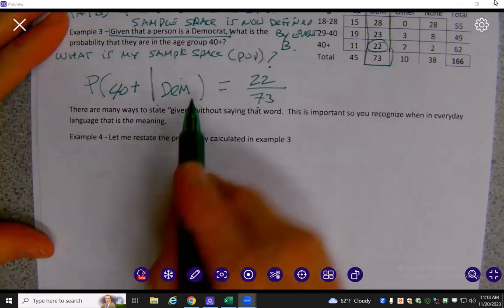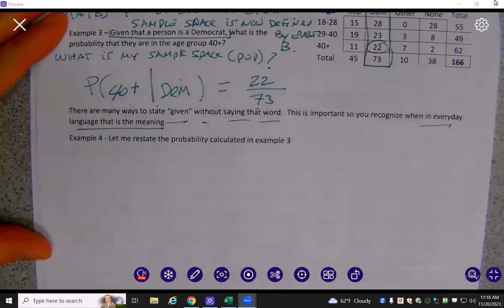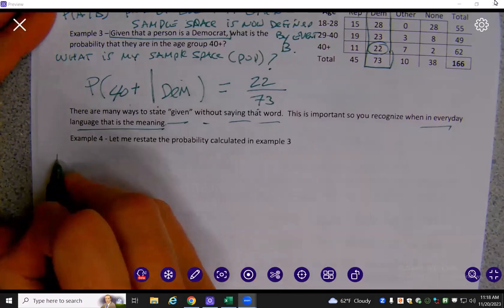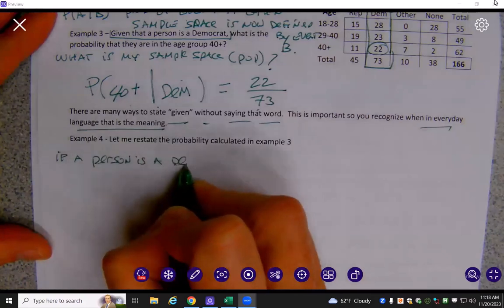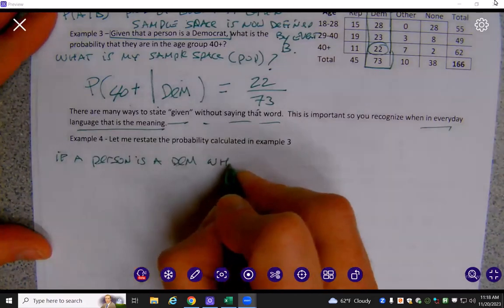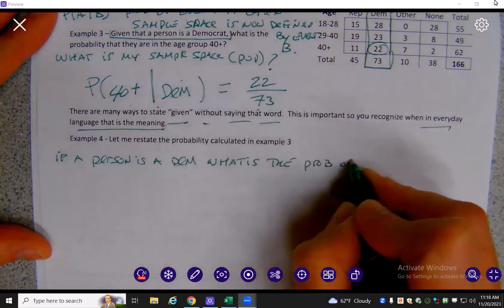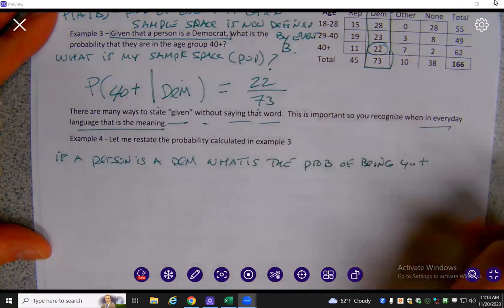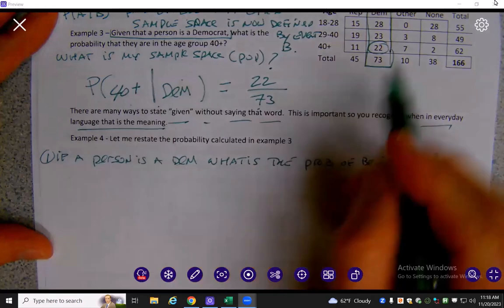So there are many ways to say "given" without actually saying that word. This is important so you recognize when, in everyday language, that is the meaning. Let me restate the probability and calculate example 3. I'm going to restate all of these, but it's the same question. Example 3: If a person is a Democrat, what is the probability of being 40 plus? So this one is the one above.